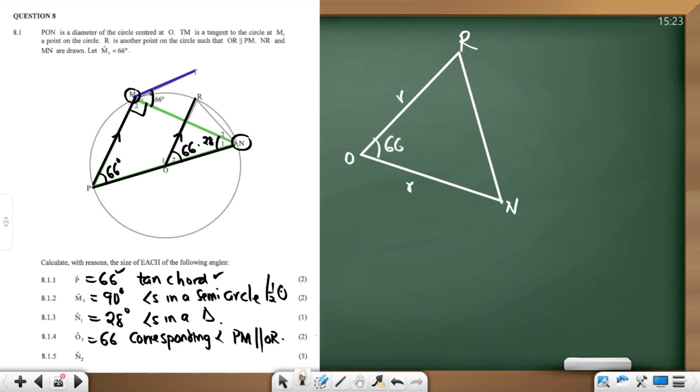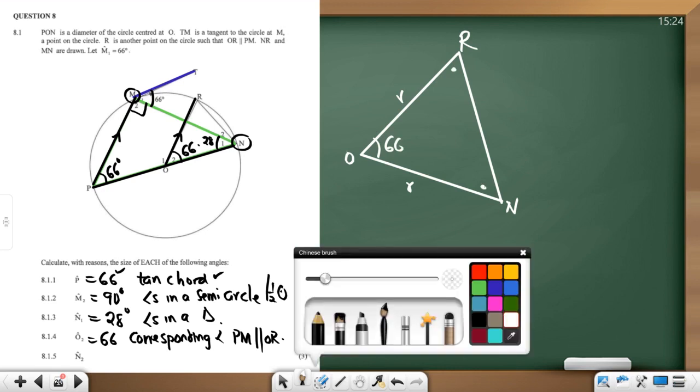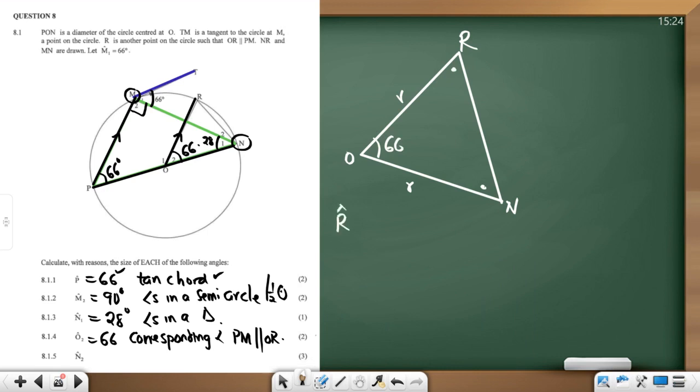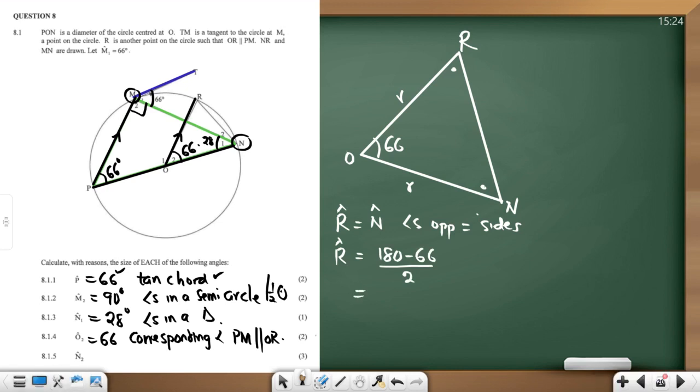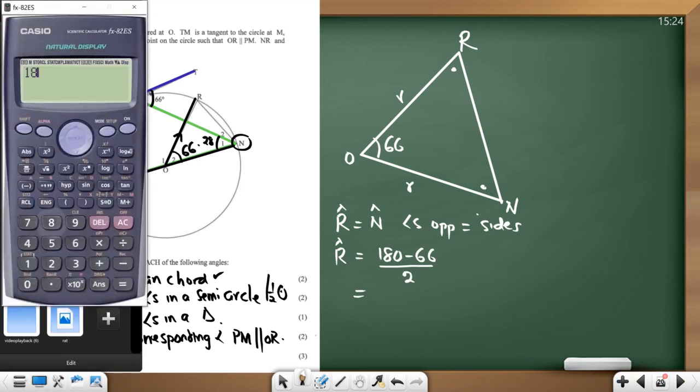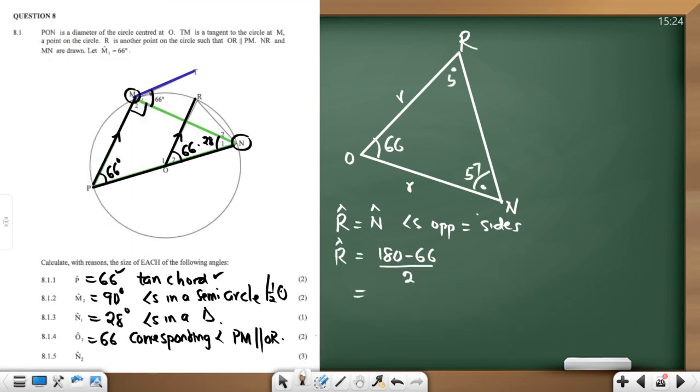This angle is 66. It means angle R is equal to angle N. Why? Angles opposite equal sides. It therefore means angle R is 180 minus 66, and we divide that by 2. You know why we're dividing by 2? Because those two angles are equal. 180 minus 66 divided by 2 gives us 57. So this angle is 57. But that angle is made up of N1 and N2, 57 degrees. N equals N1 plus N2. So 57 equals N1, which is 28, plus N2.